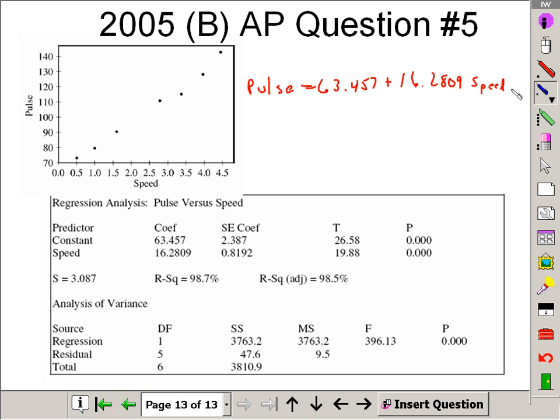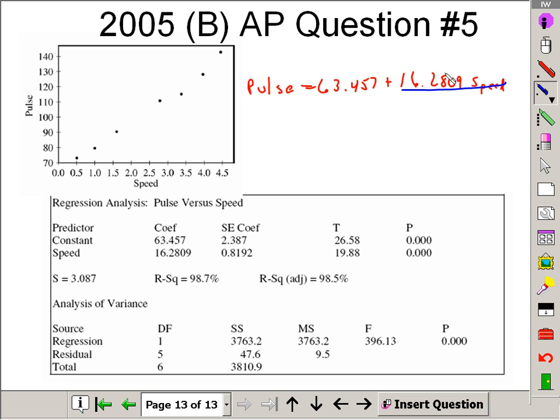If the speed is 0, this is going to cancel out, leaving us with a pulse. If we have no speed, our pulse will be 63.457. Well, that makes sense. If we're just standing here, not moving, our pulse should be about 63.457. So, yes, the intercept does have meaningful interpretation.